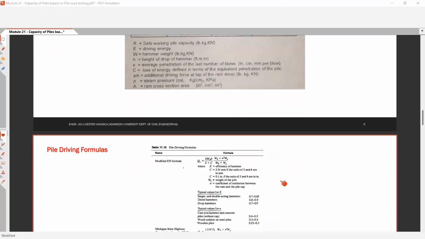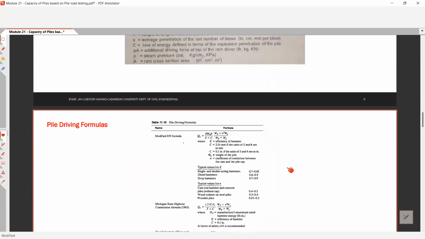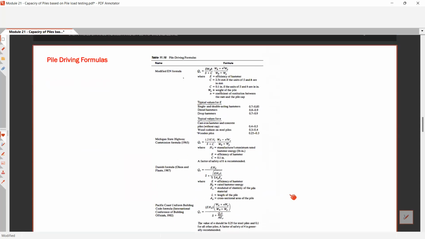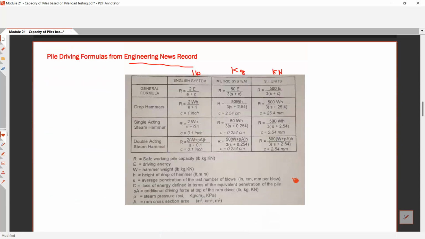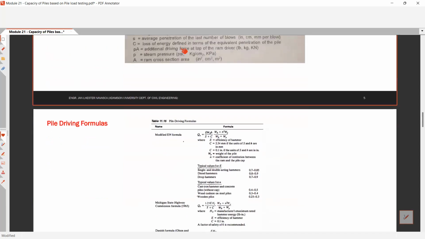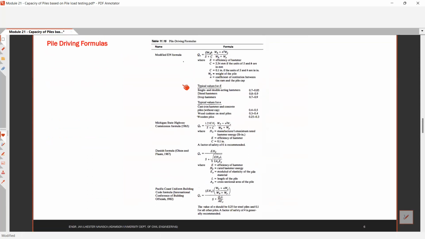So next natin is yung pile driving formulas based on research. Okay, so based on research. Ito, based on also in research, but it was published by the Engineering News Record. Okay. Dito naman yung another pile driving formula. So we have the modified Engineering News formulas. Okay. Next is the Michigan State Highway Commission formula. Okay, next is the Danish formula from Olson and Fleet in 1967. And yung isa is the Pacific Coast Uniform Building Code formula or the International Conference of Building Officials in 1982.